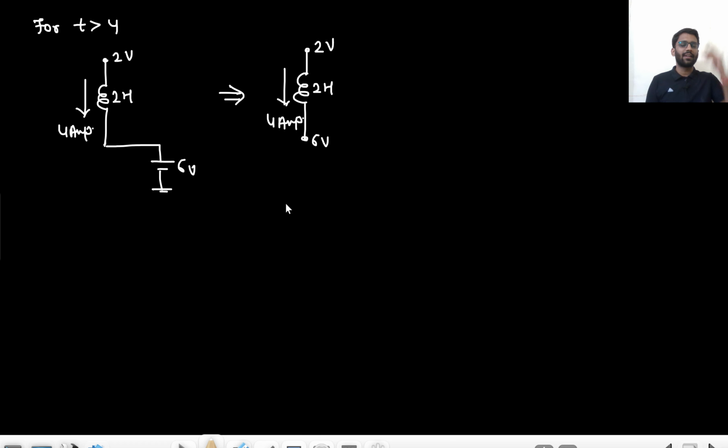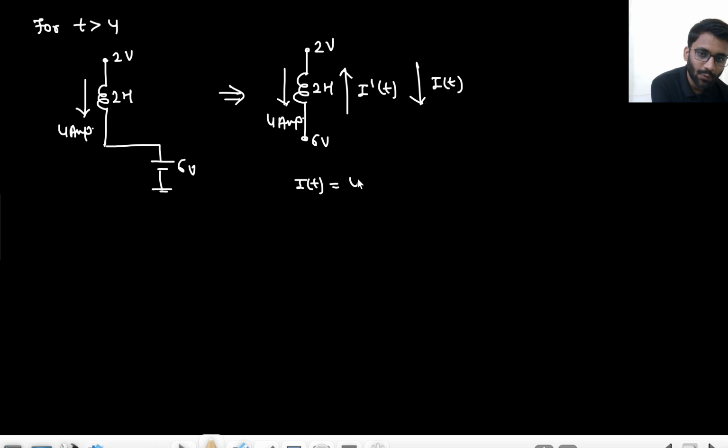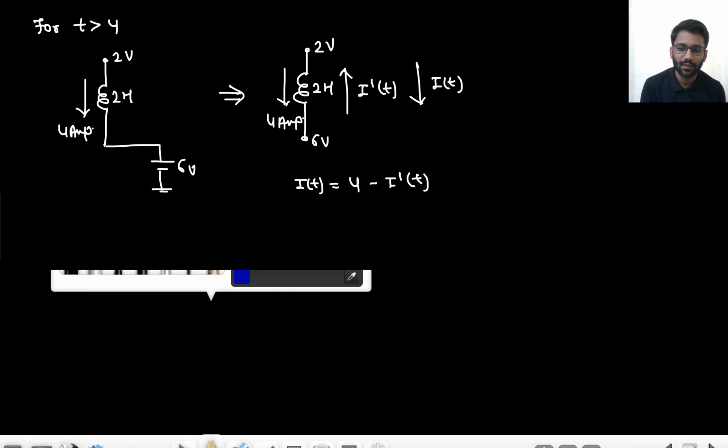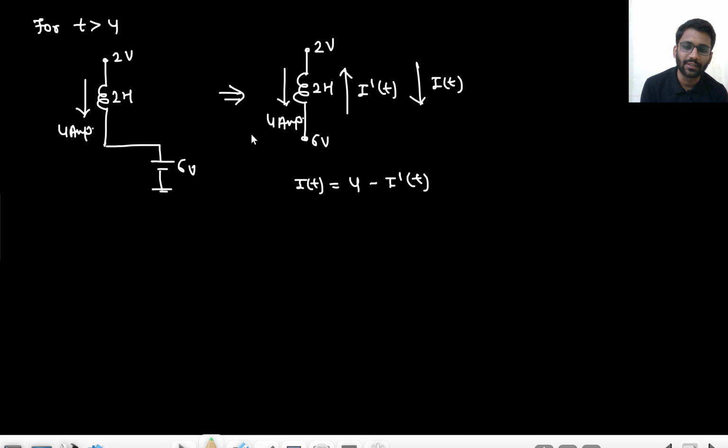Now tell me in what direction the current will flow. You are having 6 volt here and 2 volt here. That means 4 volt in the upward direction. Are you getting my point? Now this I dash t current will flow. Did you get my point or not? Basically, if I am calling this my I(t), so my I(t) would be 4 ampere minus I dash t, because you are having collectively 4 volts from down to up. Here you are having 6, here you are having 2. That means you are having 4 volt constant.